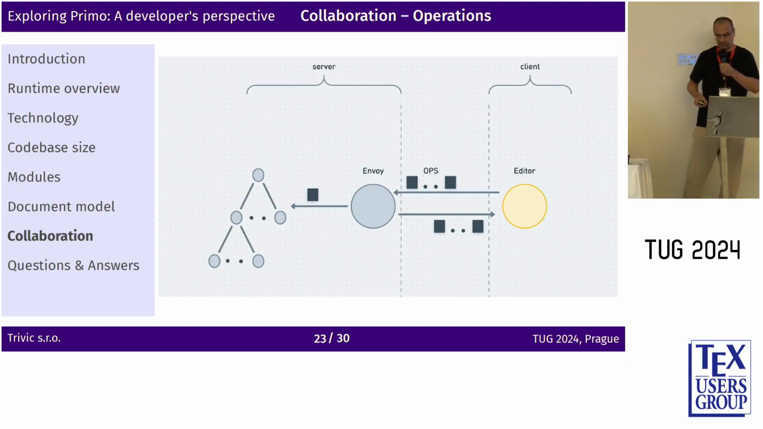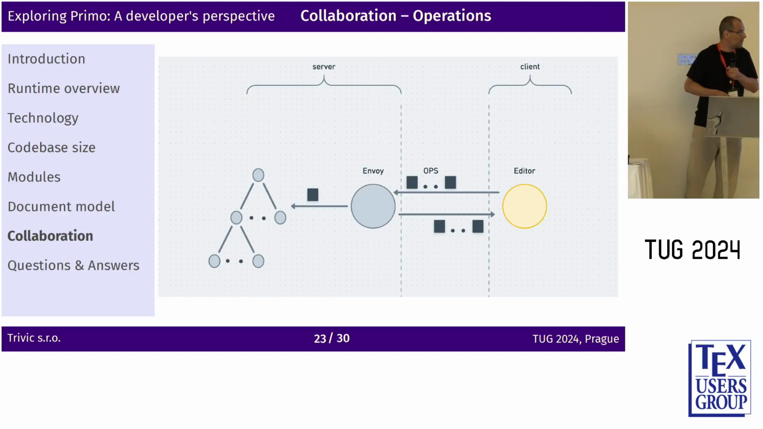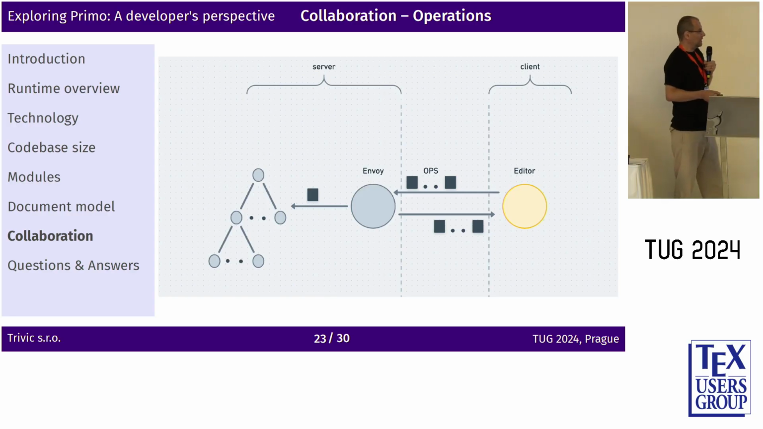This picture depicts the simple situation where we have only one editor. As the editor is making some changes, the operations are sent to the server, and on the server the operation is applied to the model, and the model is changed on the server, and then these operations, the confirmed operations, are sent back to the client.